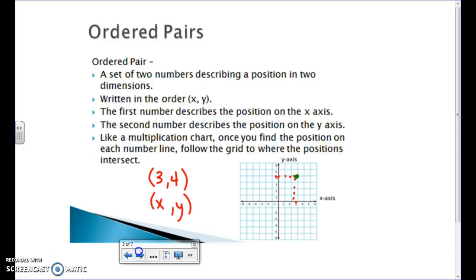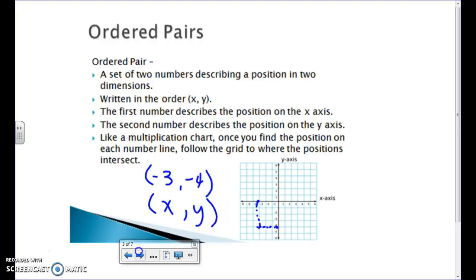All right, and it works the same way with negative numbers as well. So if I had, say, -3, -4, and it's always in the form x and then y, I would move to the position of -3 on the x-axis, which is that guy, and -4 on the y-axis, which is that guy. And like a multiplication chart, just find where they would meet. And in this case, they would meet right here. So the position -3, -4 would be that point.